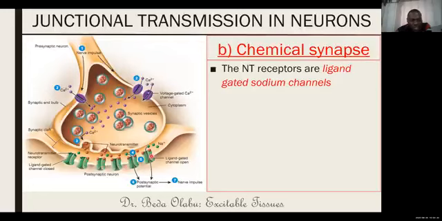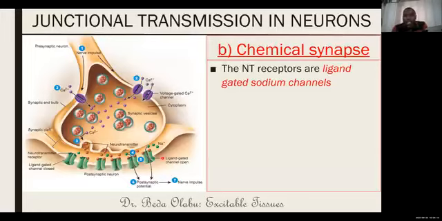The receptors of neurotransmitters in the postsynaptic membrane are actually ligand-gated sodium channels. Not voltage-gated sodium channels, but ligand-gated sodium channels. What does that mean? It means that the channel is usually closed, but can open if the right chemical binds on it. The right chemical here is a ligand.